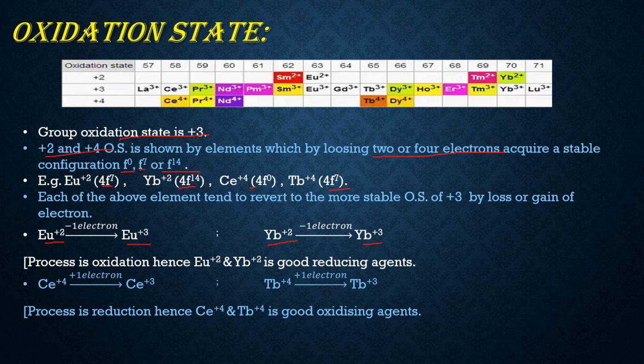So the process is oxidation, hence Eu+2 and Yb+2 act as good reducing agents. Similarly, cerium +4 and Tb+4 return back to +3 oxidation state by gaining electron. Because the process is reduction, hence Ce+4 and Tb+4 are good oxidizing agents.